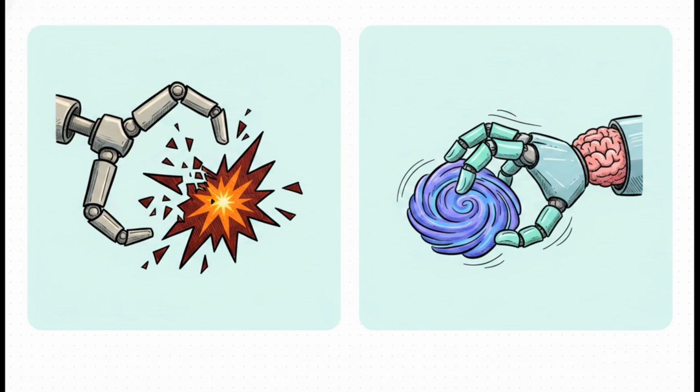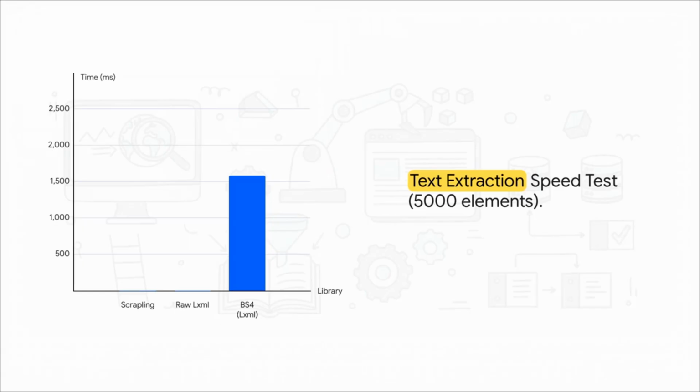But hey, being smart isn't enough when the alarms are about to sound, right? You also have to be fast. And speed is absolutely non-negotiable. Look at these raw performance benchmarks for a text extraction speed test dealing with 5,000 nested elements. The numbers are wild. Scrapling barely even registers at 2.02 milliseconds. Raw LXML sits at 2.54 milliseconds.